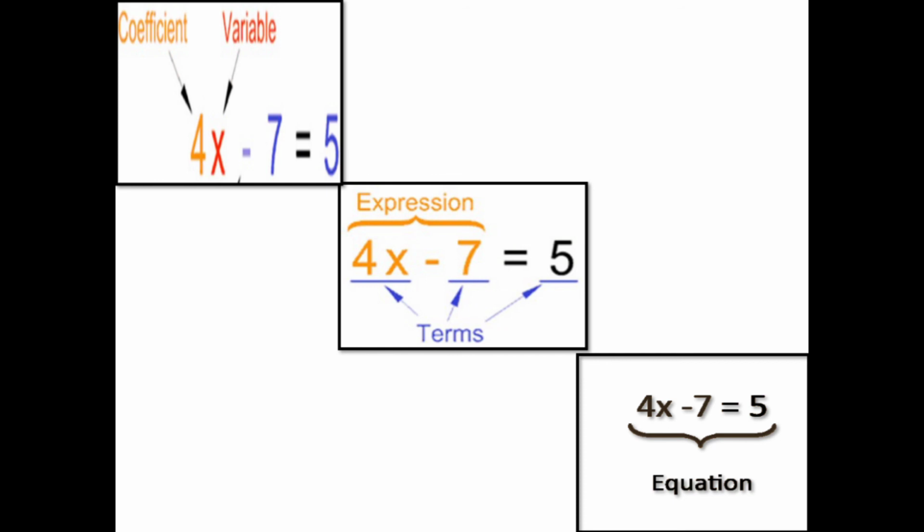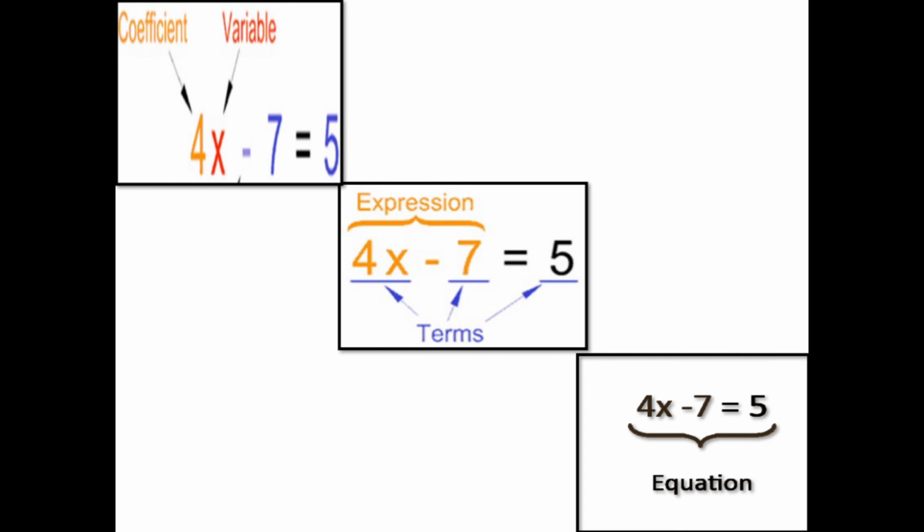Let's see some examples. 4x minus 7 is equal to 5. Here 4 is the coefficient of the variable x, a numerical coefficient, because it is a numeric term. Next is 4x minus 7. This 4x and minus 7, and 5, these all are terms.